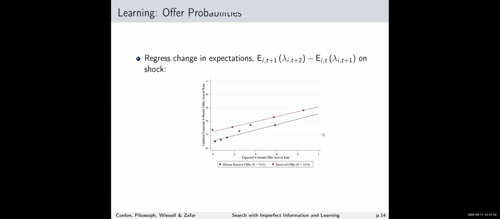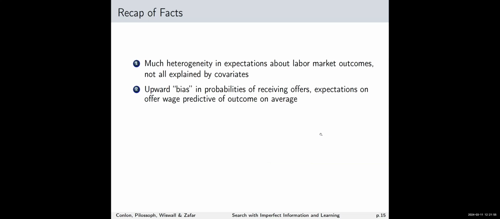Okay, so to just recap before I move on to the model section, basically we think there's a lot of heterogeneity in expectations. It's not all explained by covariates. Some of it may be unobservable. Some of it may be different labor market histories, which lead to different expectations, which is another form of unobservable characteristic. Some of it could be the measurement error that Jason mentioned, which we need to think a little bit more about. There seems to be an upward bias if you look at the raw data and take it at face value in terms of these probabilities of receiving an offer.